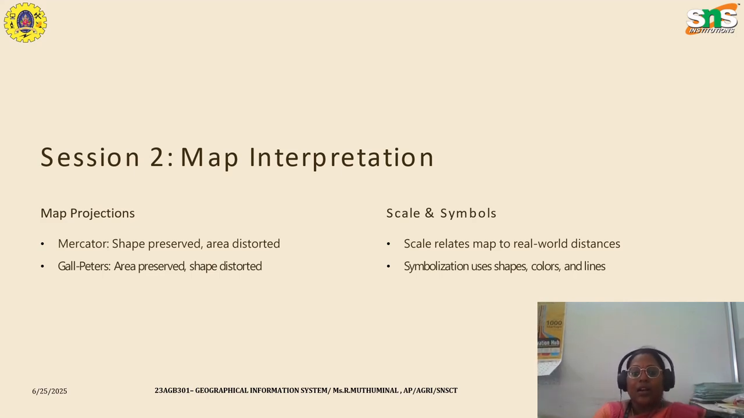Scale relates the map to real-world distances. Similarly, symbolization uses shapes, colors and lines. Symbolizers are needed where we convert the map into vector data, because, as I said at the initial topic, vector data is always made of lines, points and polygons. Whatever geographical features are available, we have to convert them into only these three symbols. Then only can we obtain the vector data.